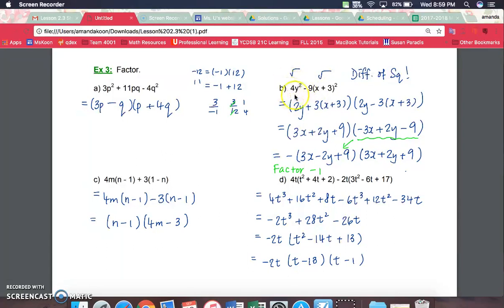So, can 4y squared be square rooted? Yes, 2y. Can 9 times x plus 3 squared be square rooted? Oh yeah, square root of 9 is 3, square root of x plus 3 squared is just x plus 3. So this is a difference of squares. So you just apply the rule. Square root of the first term plus square root of the second term.